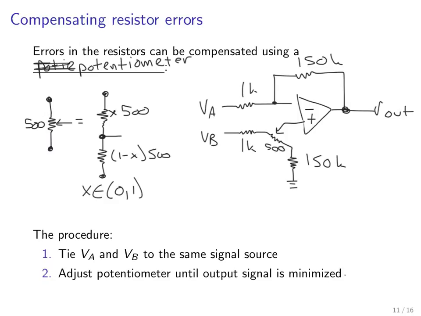So the procedure to tune this, as you'll actually practice in the ECG lab, is going to be to connect VA and VB to the same signal source. So you take one signal source out of your signal generator that you used in the first lab, and you connect it to both VA and VB in this circuit, and then you connect V out to an oscilloscope, and you manually adjust your potentiometer with a screwdriver until the output signal is minimized. That is, until you see no signal variation on the scope.